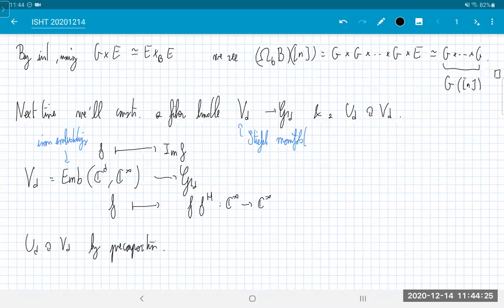And you can indeed check that it satisfies all the hypotheses of the lemma very easily. But okay, you need to prove that V_D is contractible, which is slightly long, so I'll leave it for next time. Okay.